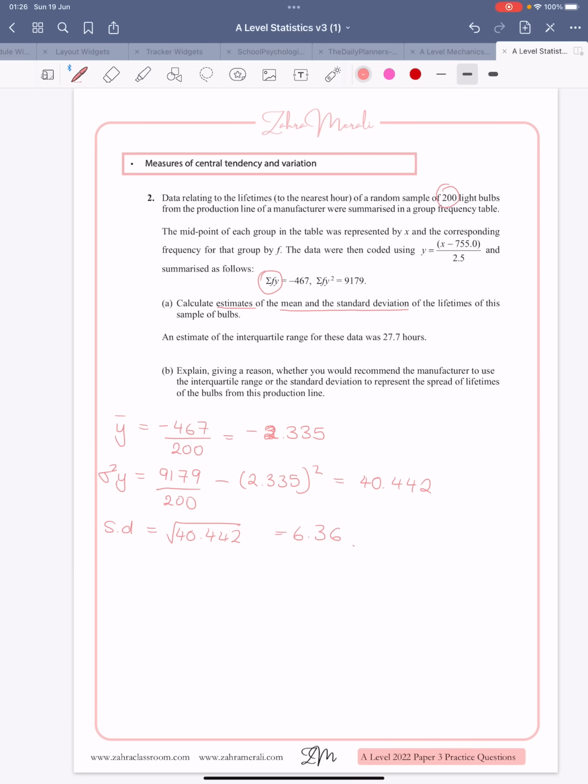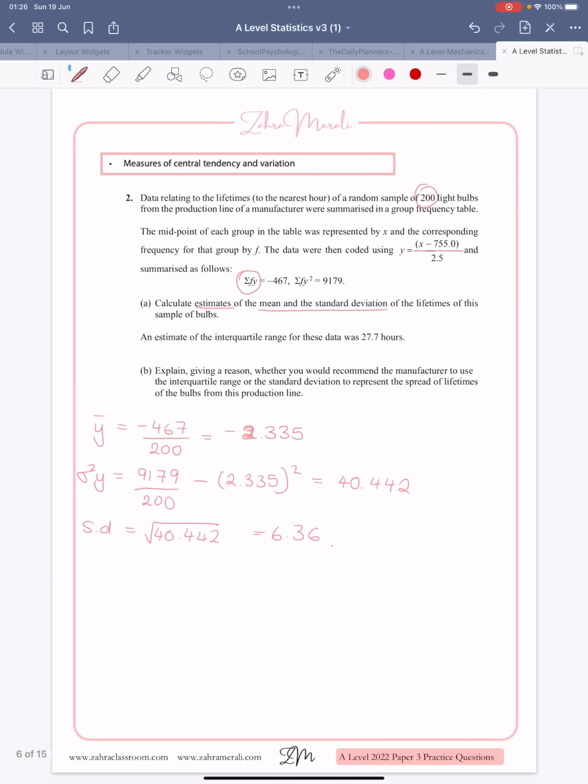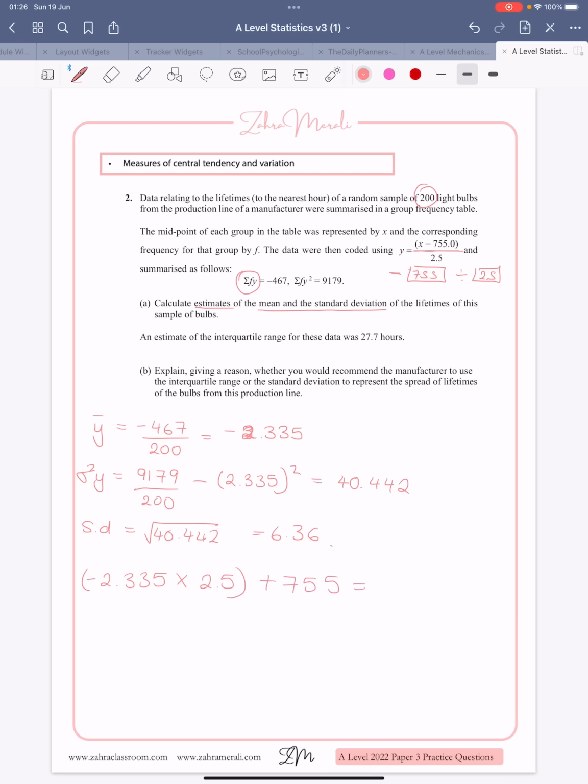In order to get to the y, what did they do? So they took a value minus 755, then divided by 2.5. So you're going to do the opposite. You're going to take your y bar, multiply it by 2.5, and then add 755. And we get 749 point something, but 749 is a sensible way to put that. So we'll put it to 3 significant figures.